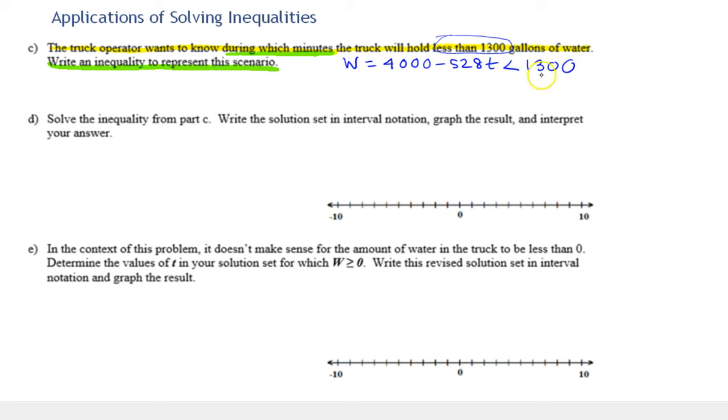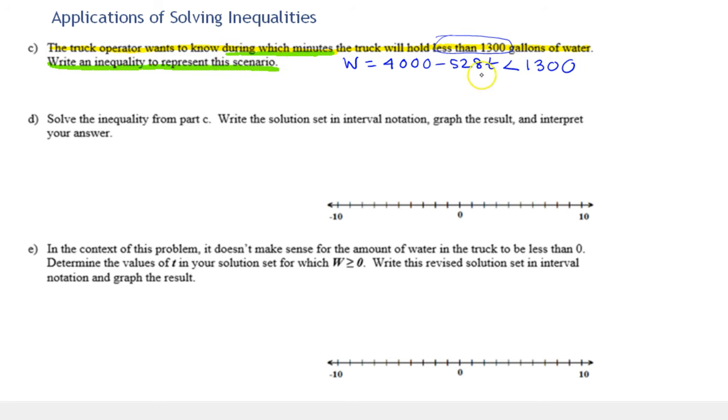Now, notice this looks a little bit weird. We have an equation and then we have an inequality. Okay, so we really want to know, because it said during which minutes, we really want this expression on the left-hand side to be written in terms of T, not W. So I'm going to rewrite this as 4,000 minus 528T. We want to know when that is less than 1,300. Okay. Now, there's a reason I specifically wrote it this way, and here's why.